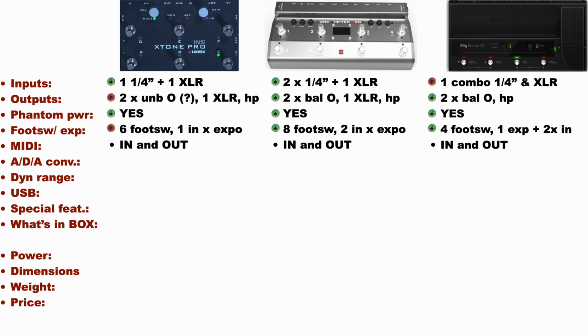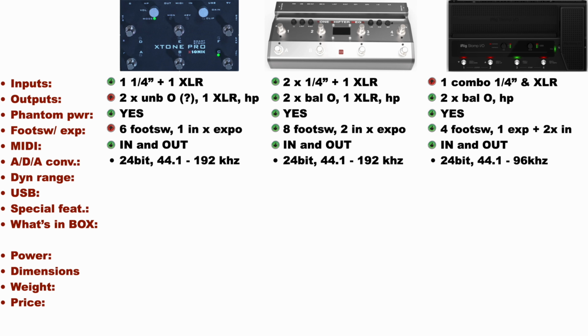They all offer separate MIDI in and out. The xTone and the Tone Shifter have a 24-bit 192 kHz conversion rate, while the Stomp IO has 24-bit 96 kHz converters. Now here, honestly, I wouldn't think that from 96 to 192 kHz there are drastic differences. I think that it is just marketing, in order to have bigger numbers. Actually, I always record at 48 kHz.